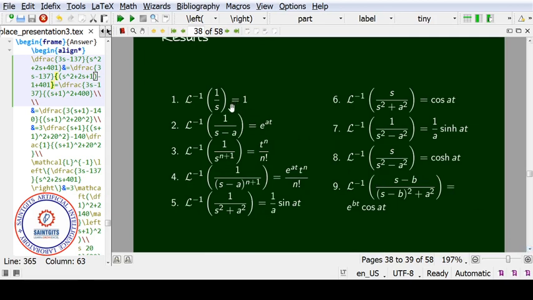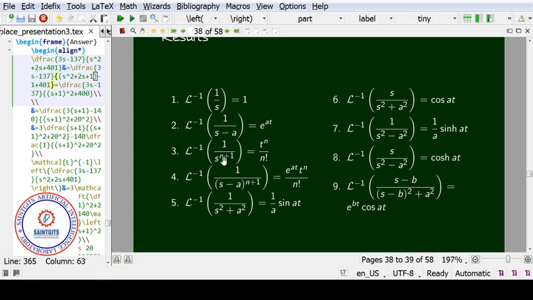L inverse of 1 by s equal to 1, L inverse of 1 by s minus a equal to e raised to at. First of all, you should learn the formula Laplace transform of e raised to at equal to 1 by s minus a. Then you think reverse manner. L inverse of 1 by s minus a equal to e raised to at.